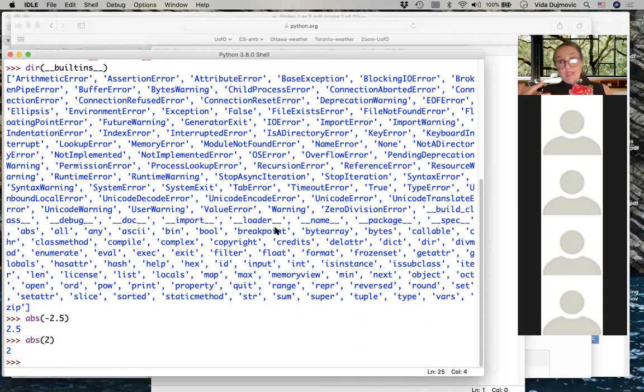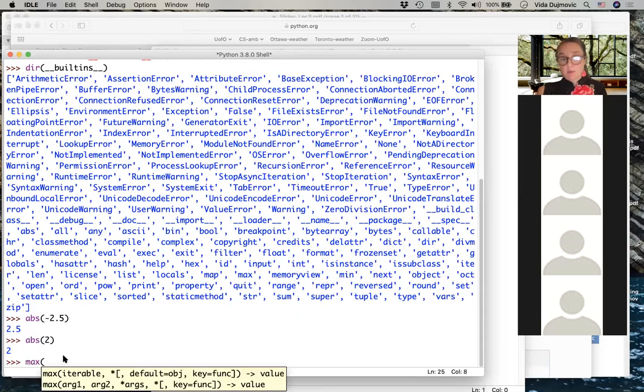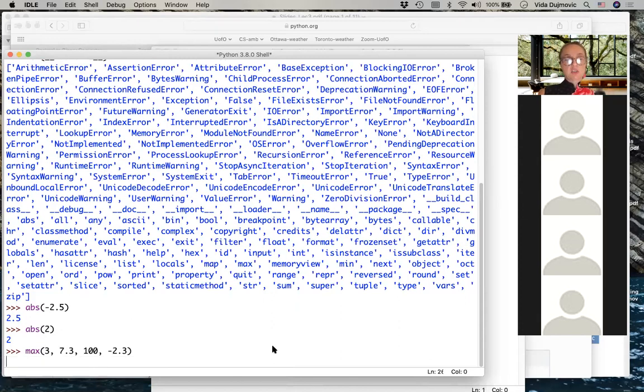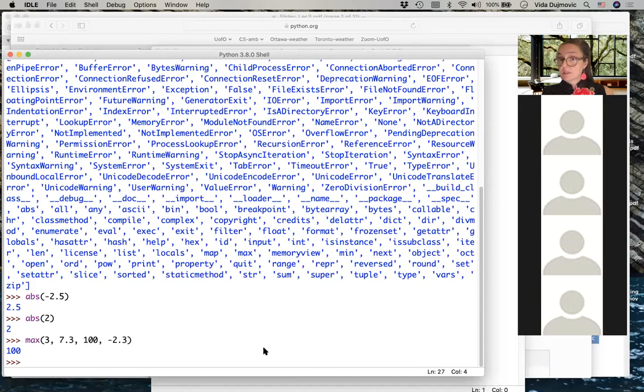But you don't have to actually guess, right? So for some of them you can guess. There is even a max. Oh, you would think, okay, let me try to use max. That probably returns a maximum value, right? But in order to get a maximum value, I have to give some values to that function. So you can try to guess 3, 7.5, 100, minus 2.3. And we're asking which one of these is the largest, and the max function gives us 100.